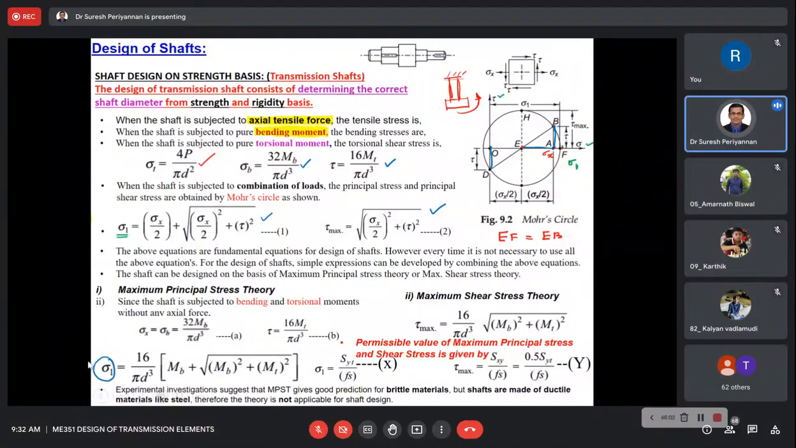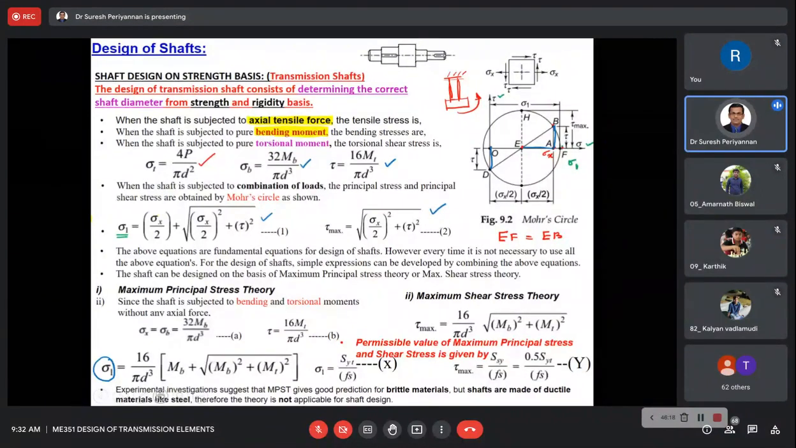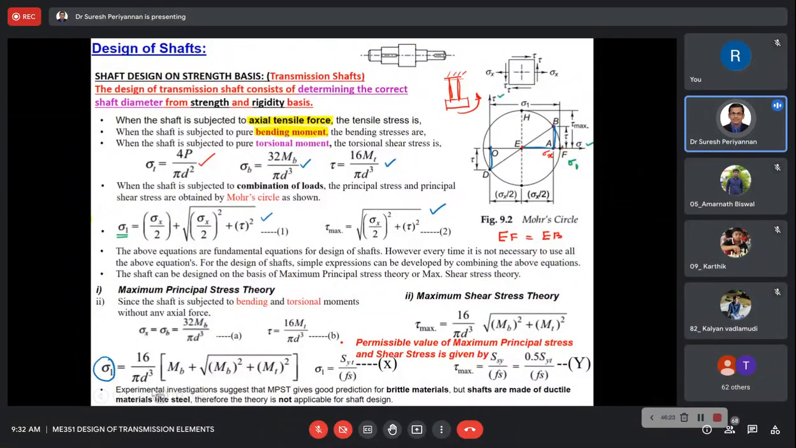Sigma 1 is equal to 16 divided by pi d cube into, Mb plus... Now I would like to write my equation in terms of bending moment, because here sigma 1 is a stress. Now, how much bending moment is acting in the shaft? How much twisting moment is acting in the shaft? Based on that, I would like to design my shaft diameter.